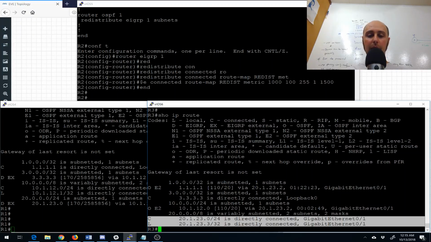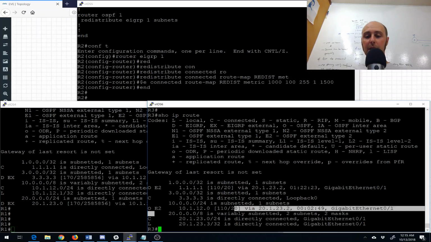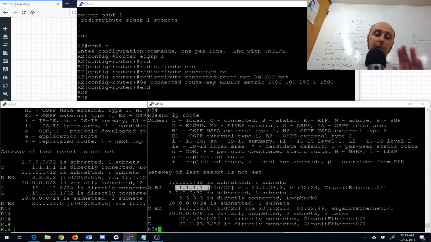Right? I'm seeing my directly connected route. I'm still seeing the upstream prefix redistributed from EIGRP into OSPF, and my local loopback in router 1's loopback. I am not seeing the loopback from router 2.